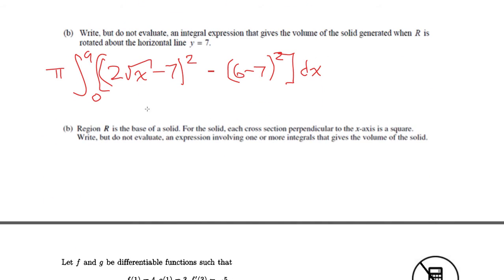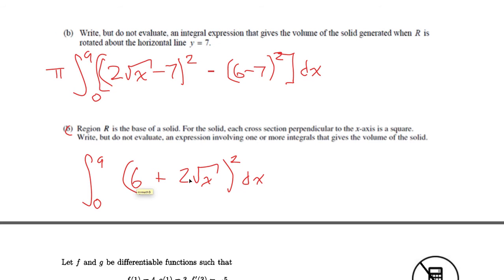Wait, this should be part C. Whatever. We're doing squares here. So squares is going to be no pi. It's from 0 to 9. Oh, just kidding. Sorry, it's going to be 6 plus 2 square root of x, all that quantity squared dx.